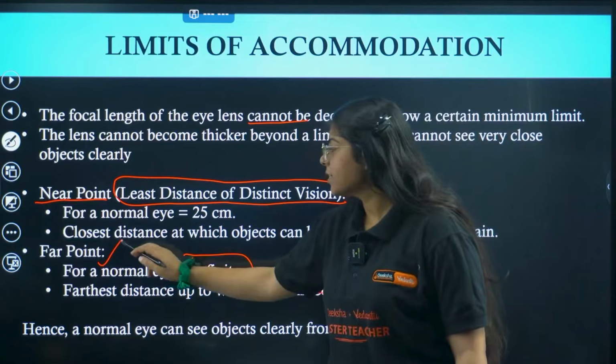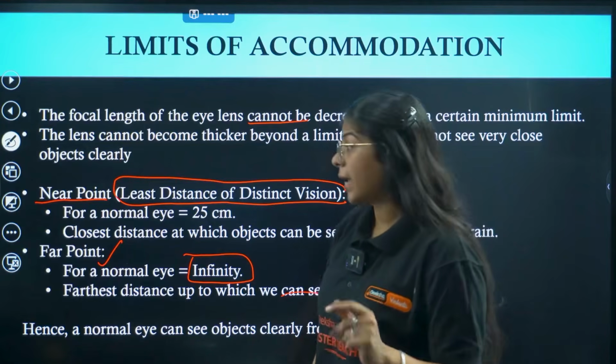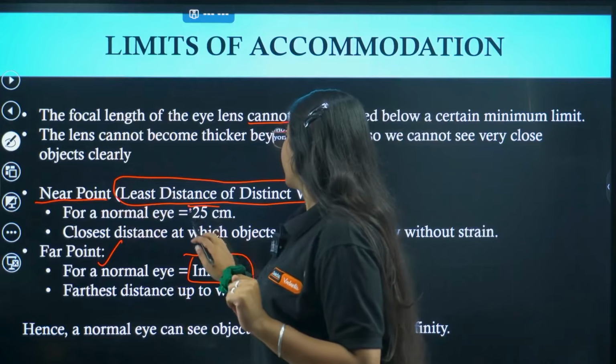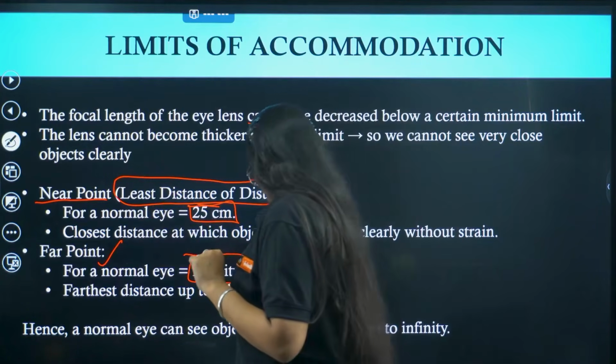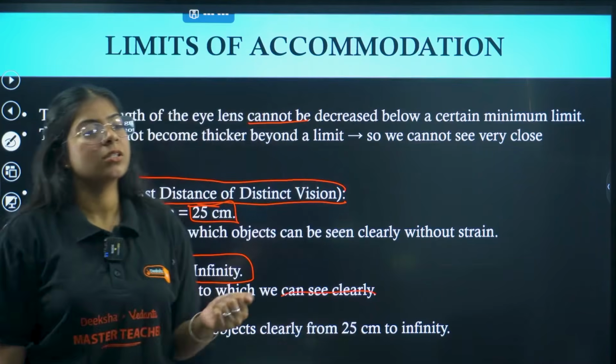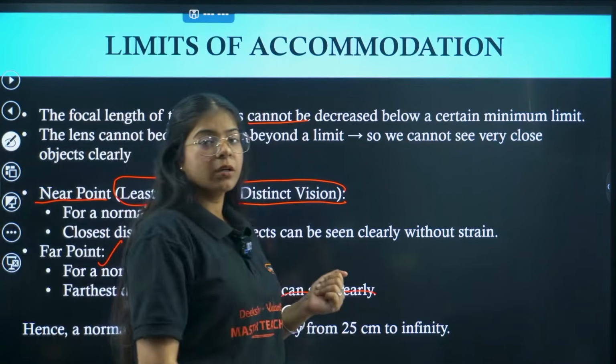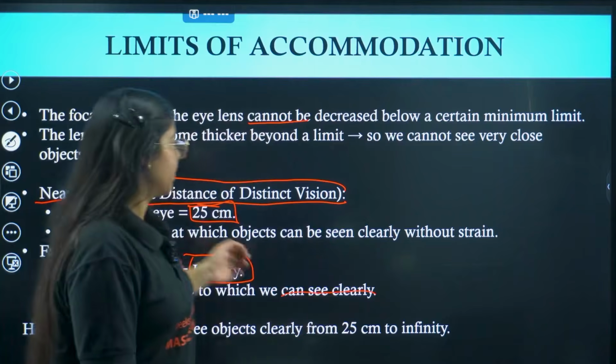The far point is infinity for a normal human eye, and the near point is what? 25 centimeter from our eye. So a normal eye cannot see objects closer than 25 centimeter.